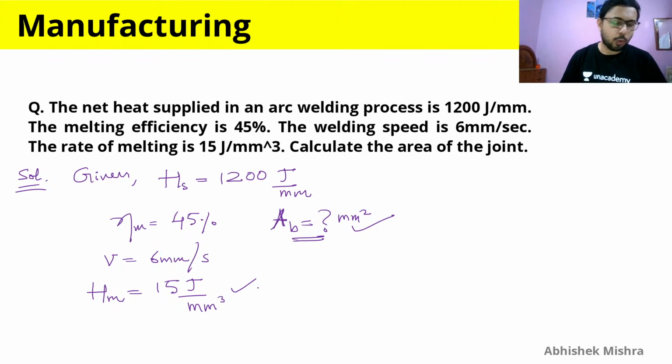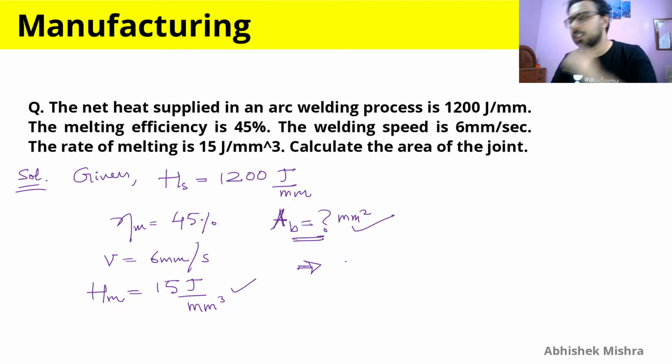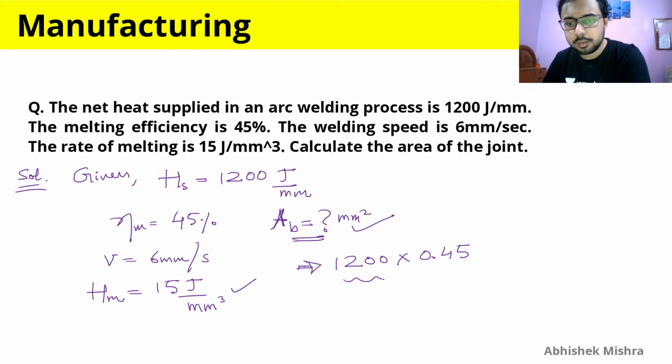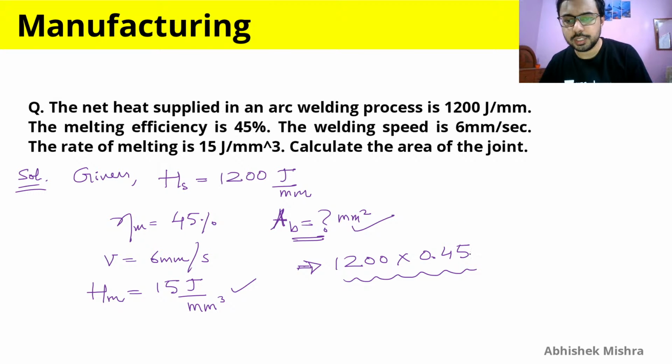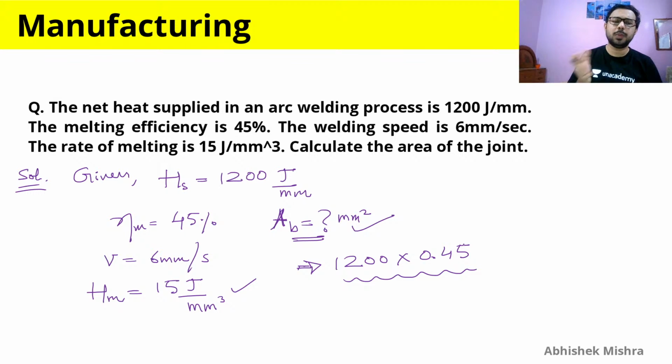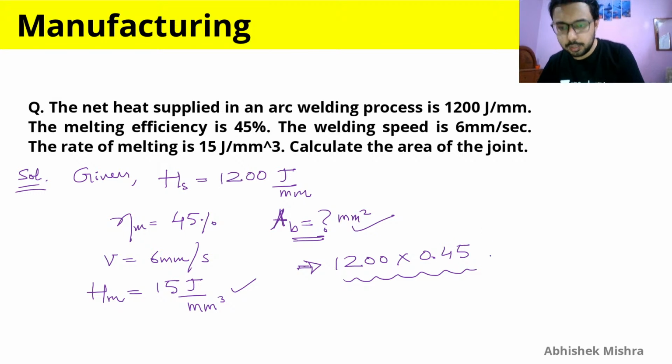So to calculate AB, what we will do here is, first of all, multiply the heat supplied with the efficiency. So 1200 into 0.45, we will get the net heat that is actually used after multiplying with the melting efficiency, because this 0.45 is the melting efficiency. Therefore this much heat will be required to melt, and it is given in joule per mm.